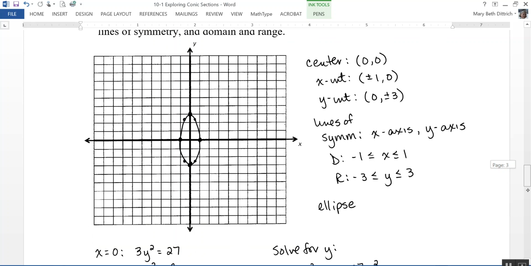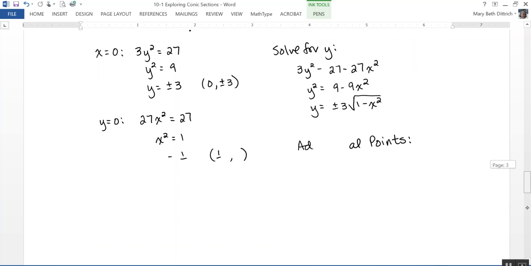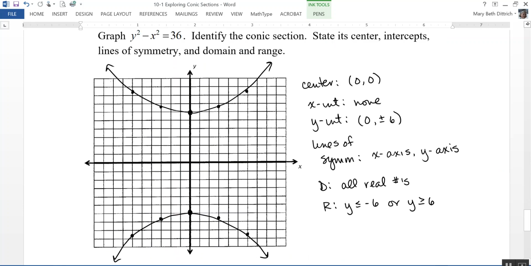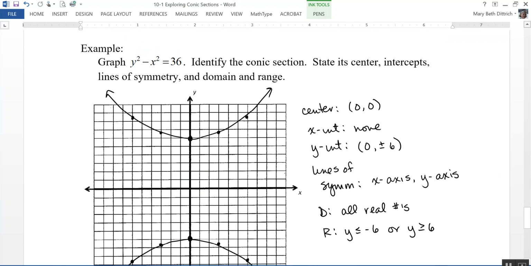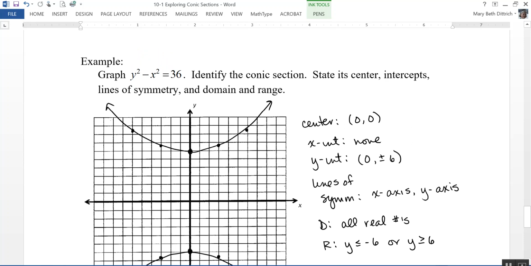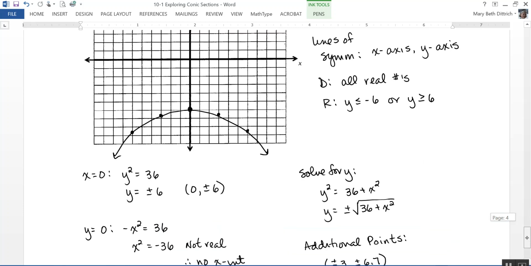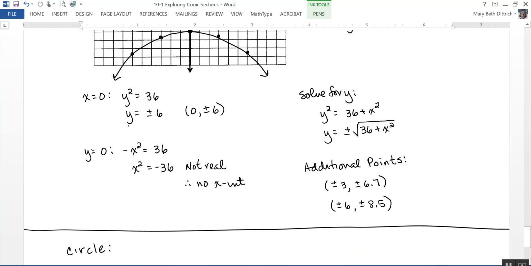And our last example, I've also already worked this one out. Okay, this one says graph y squared minus x squared equals 36. Identify the conic section and again state its center, intercepts, lines of symmetry, and domain and range. So again, I did the x and y intercepts down here. I let x equal 0. And when I solve for y, I got that y is positive or negative 6.